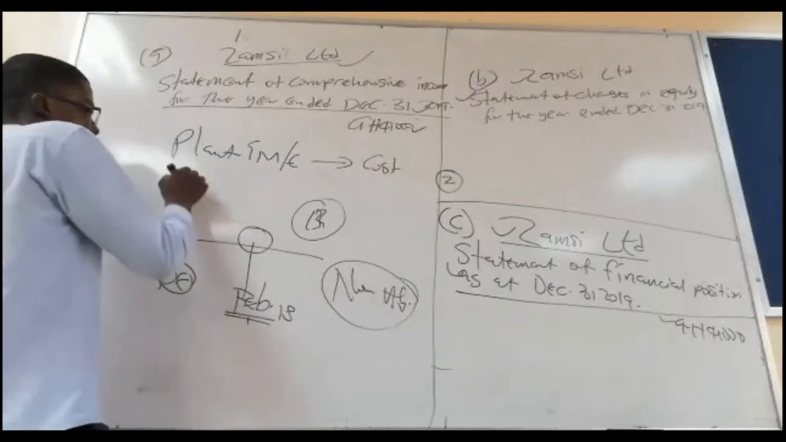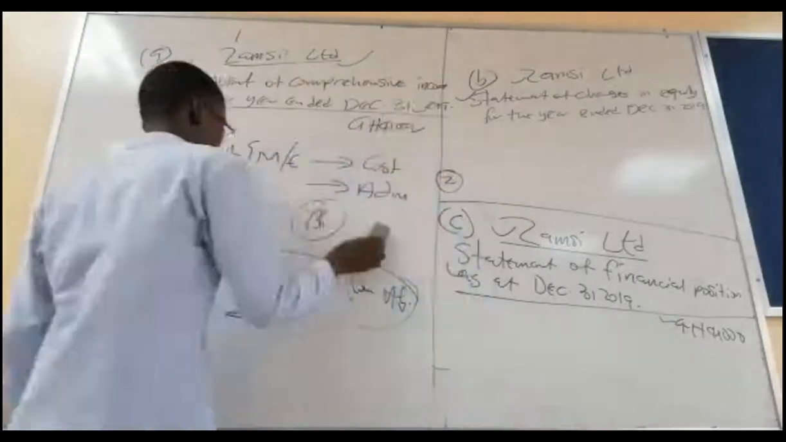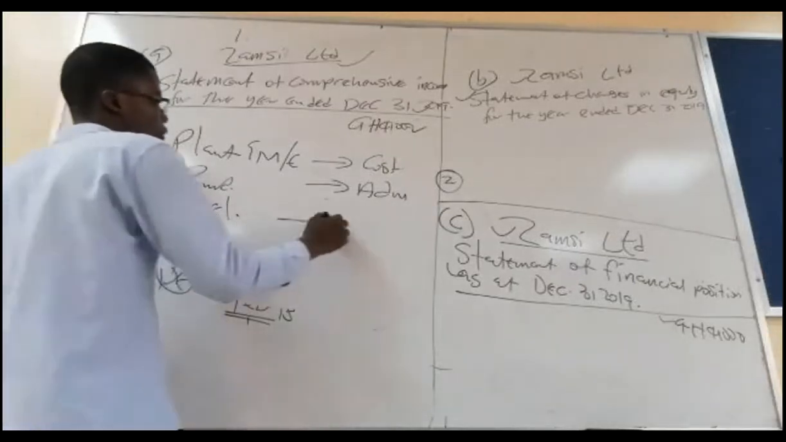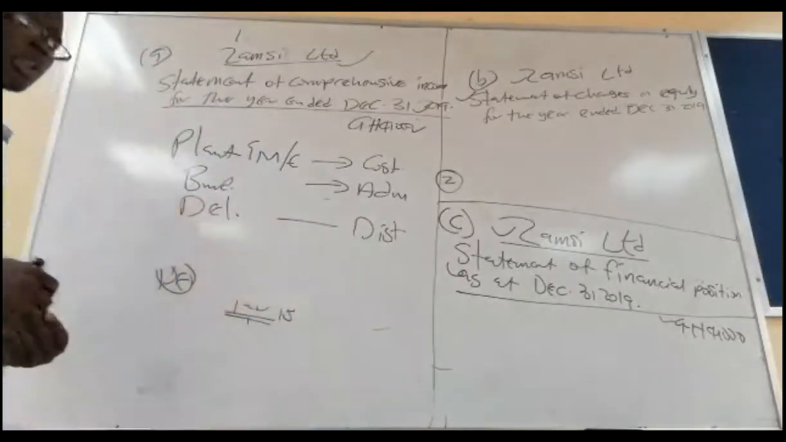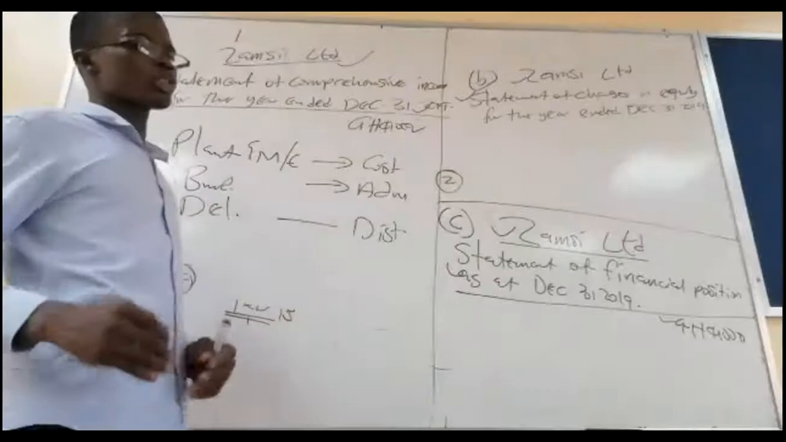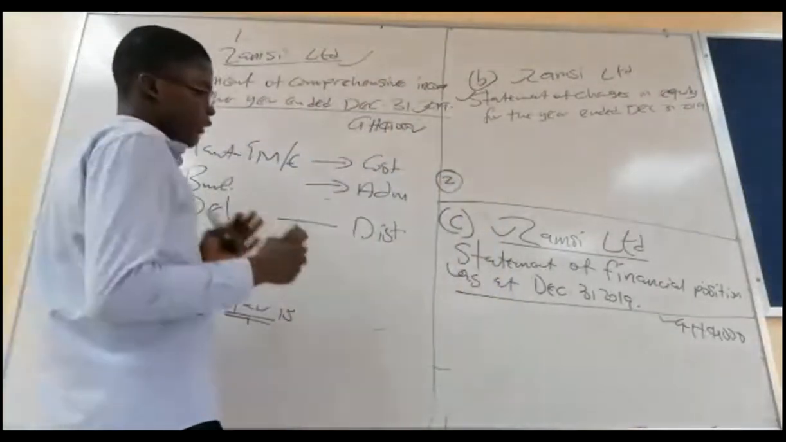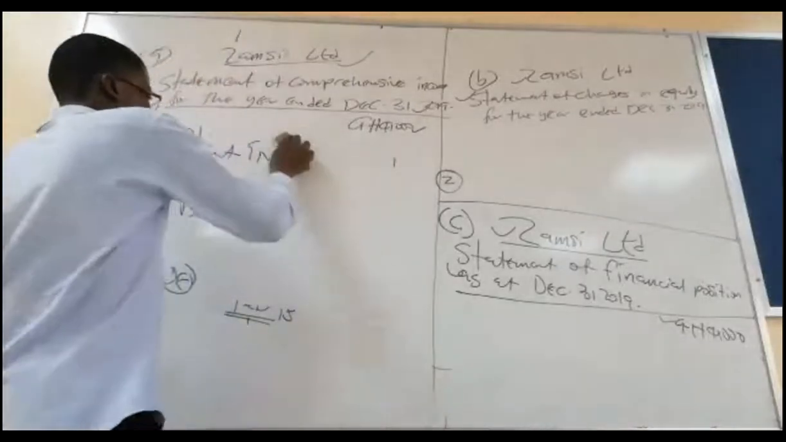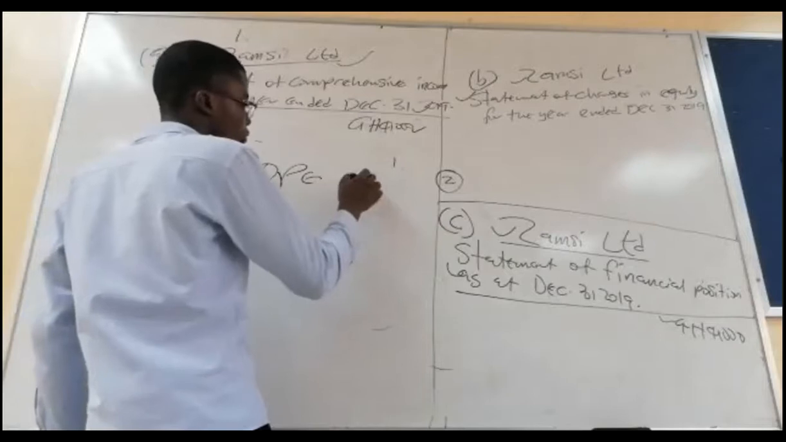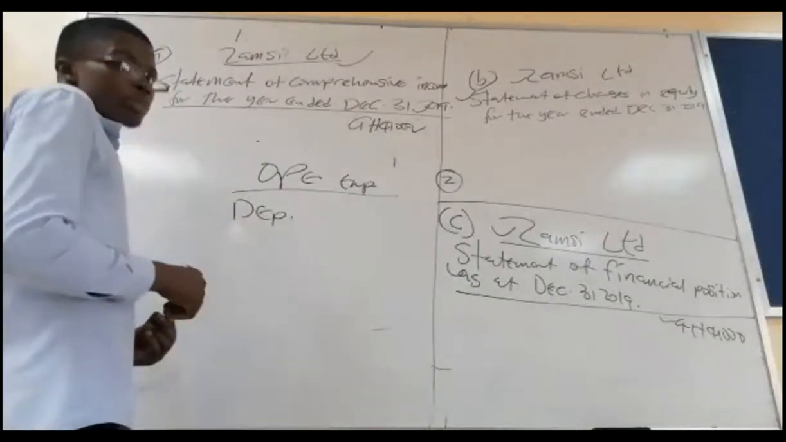Then building must be charged to admin. Then delivery vans or motor vehicles to distribution cost. But for the purpose of our exams, if they don't tell you where to charge the depreciation, charge it to the operating expenses. Charge all to the operating expenses. If they don't tell us a specific section, we charge it to what? Operating expenses. So when I go to operating expenses for this particular question, I will bring the depreciation among the list of the expenses.